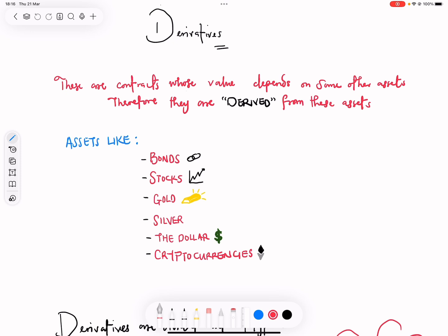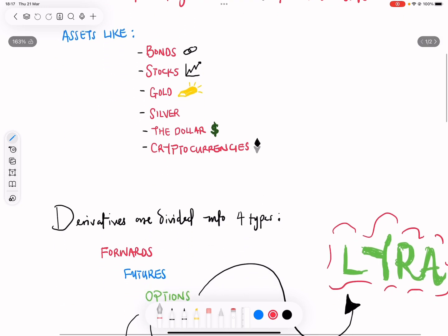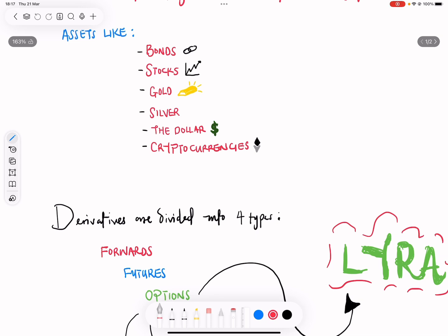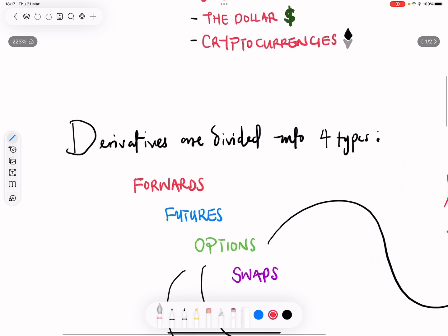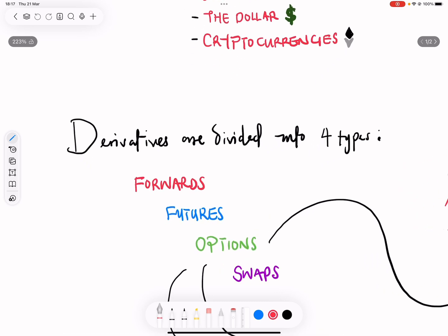But for this video, since I'm a crypto person and you're a crypto person too, I hope, we'll be focusing more on crypto-based derivatives, right? Derivatives are divided into four types: forwards, futures, options, and swaps. We won't be focusing on the forwards, we'll be focusing mainly on options, because that's what this video is all about. I want to teach you how to trade options instead of wasting money on shit coins, or if you just want to expand your portfolio and make extra money.